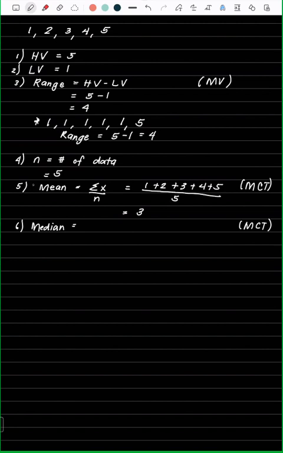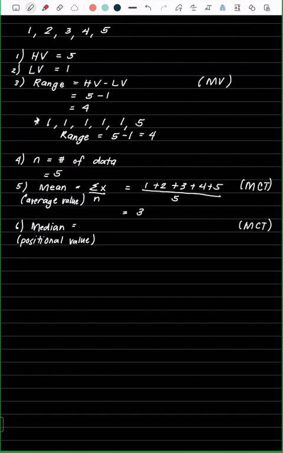As you can see, for the mean there's a formula, the summation of x over n, and this is called an average value. It's an average value, but it's still part of the measures of central tendency. For the median, this is called a positional value.